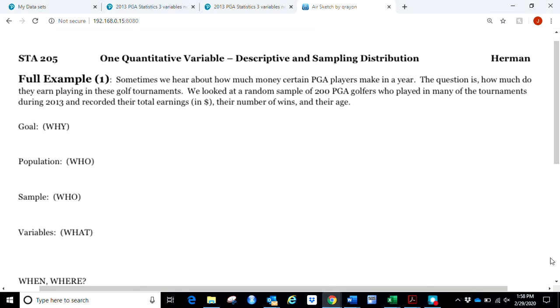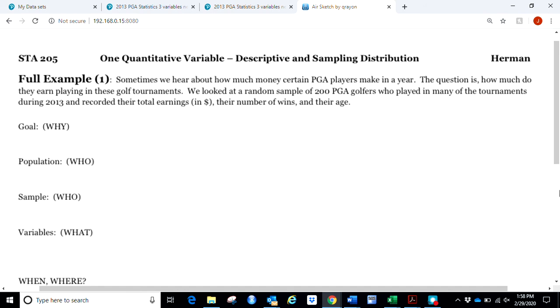So in this video, we're going to summarize everything that we've learned about summarizing a quantitative variable all in one spot. So this is our big working example. We're looking at how much money PGA players make in a year. We want to figure out how much they earn playing in those tournaments. So I took a random sample of 200 PGA golfers who played in many of the tournaments during the 2013 season and recorded their total earnings, their number of wins, and their age.